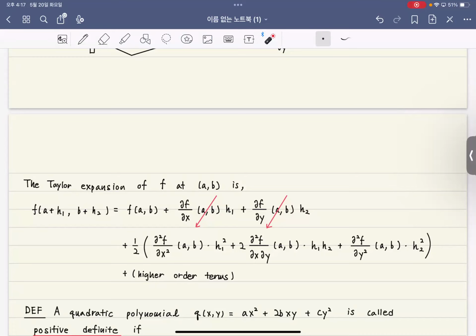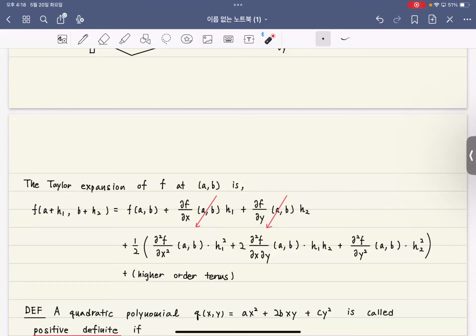Well, I will not try to explain the Taylor expansion of the multivariable function, but I can simply say the Taylor expansion is some constant, the function value at this point, plus the partial derivatives at this point multiplied by h1 and h2, plus all possible second derivatives times h1 squared, h1 h2, and h2 squared, everything divided by 2, and so on. So this is a Taylor expansion.